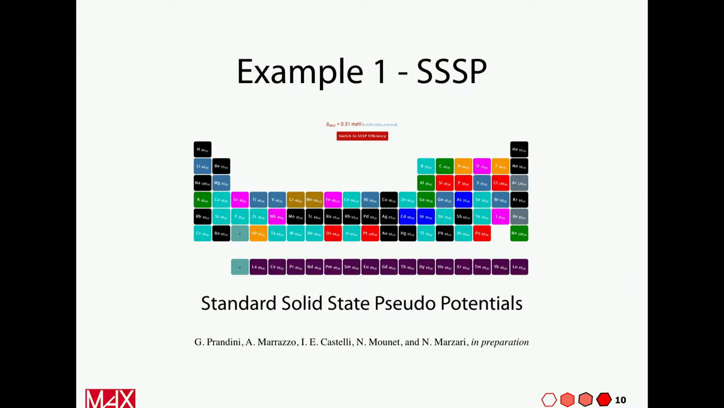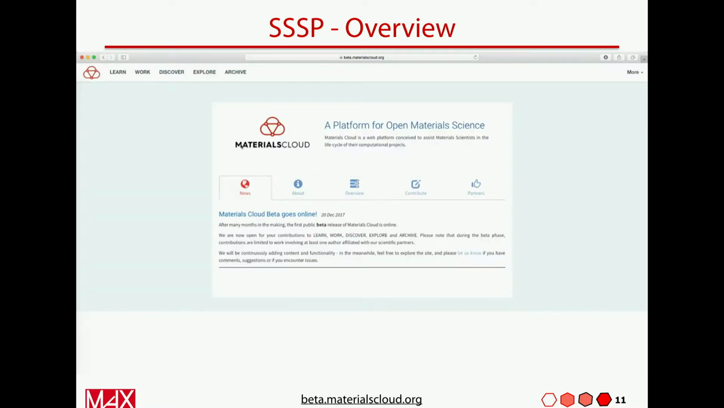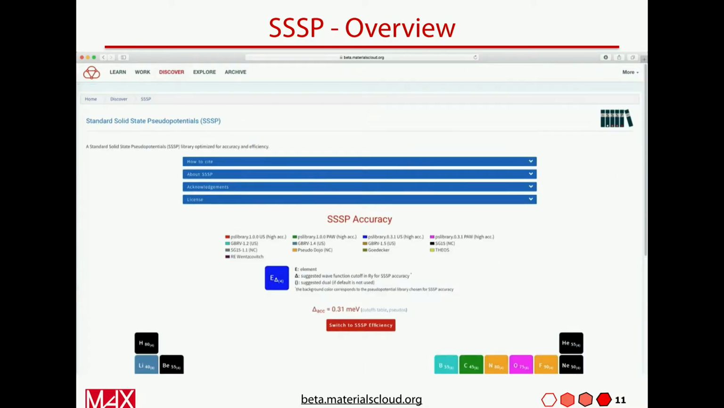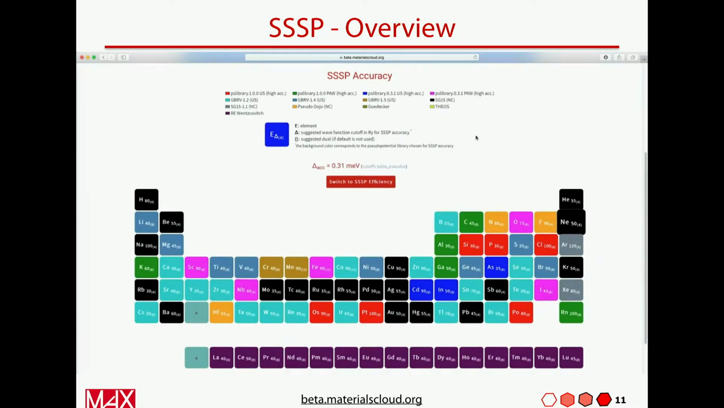The first example is the SSSP that was already introduced by Nicola. This is a collection of pseudopotential libraries, and for each element in the periodic table, it tells you which pseudopotential gets the job done with the lowest cutoff. So we go on Materials Cloud, beta.materialscloud.org, click on Discover, SSSP, and we are presented with a periodic table. Now the color indicates which pseudopotential library is suggested for this particular element. The number is the cutoff in Rydberg.